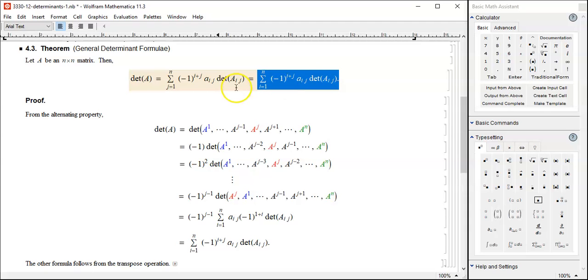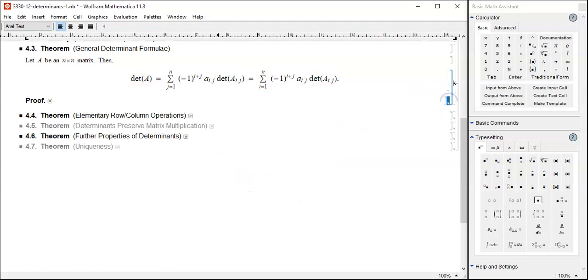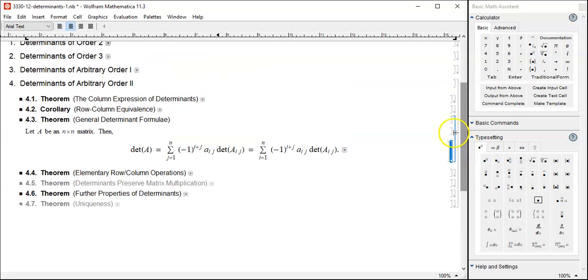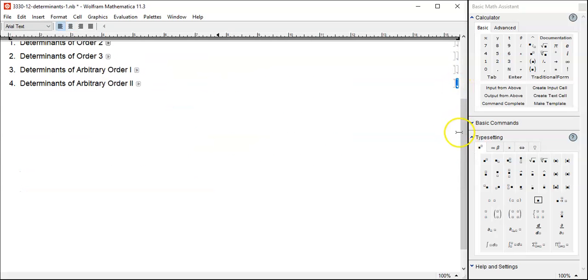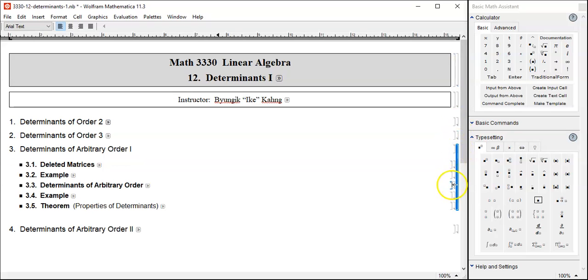And then we can do exactly the same thing to the rows and conclude we're going to get this formula as well for the ith row. Or you can use transpose to do that, but it's better to use row-column equivalence in my opinion.